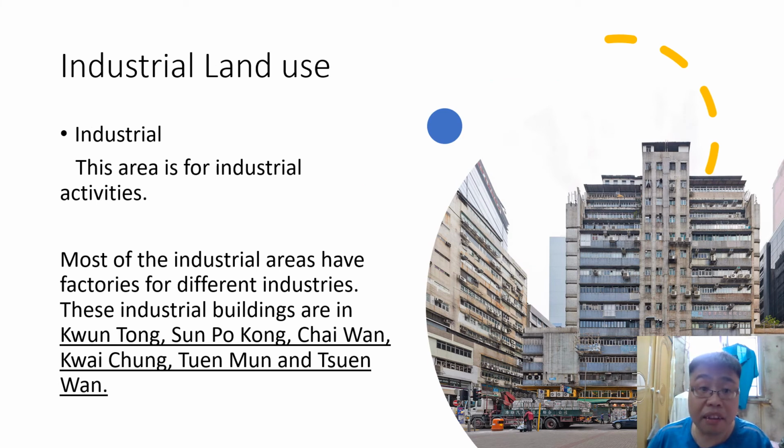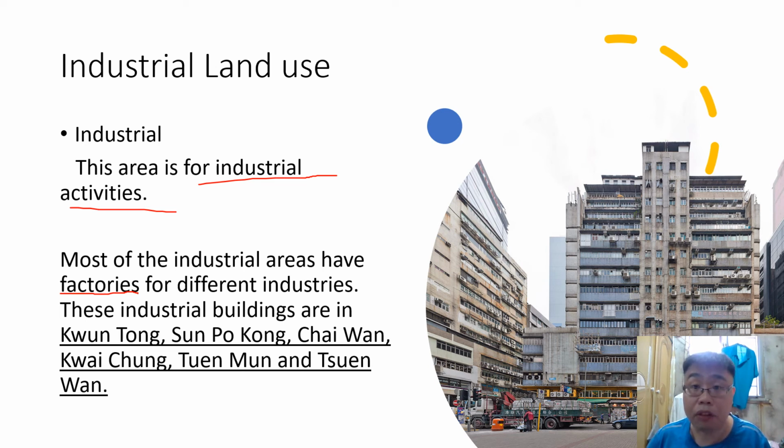And the next land use is industrial land use. And the industrial area is for people to engage in industrial activities. And most industrial areas have factories. And these factories have different purposes. Some factories for garment and other types of buildings for producing different kinds of products, such as pharmaceutical products.